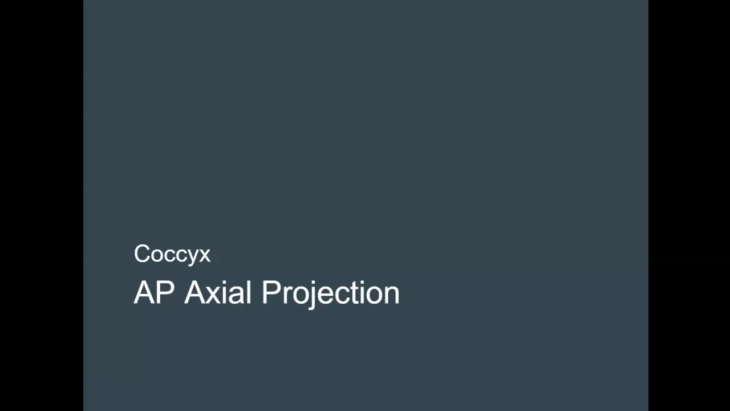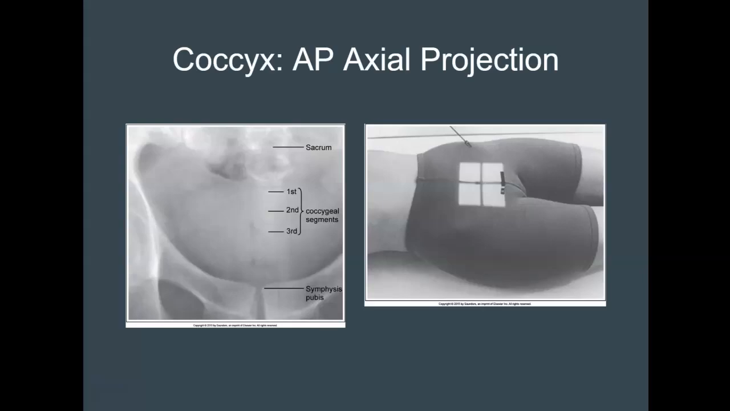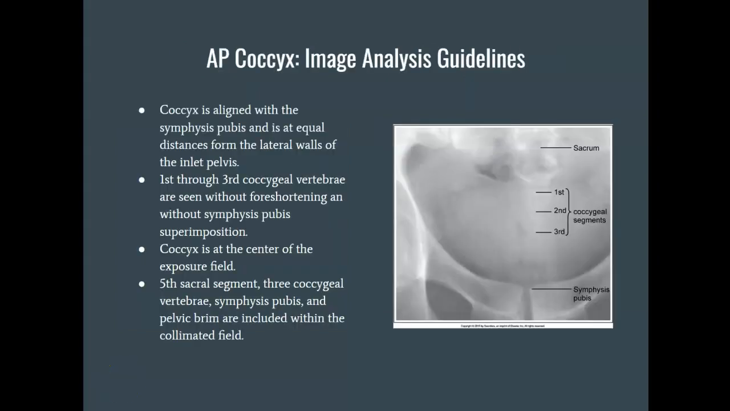Now, next, let's talk about the image analysis guidelines for the AP axial coccyx projection. In an AP axial coccyx projection, image analysis guidelines state that the coccyx should be aligned with the pubic symphysis and is at equal distances from the lateral walls of the inlet pelvis. The first through third coccygeal vertebra are seen without foreshortening and without pubic symphysis superimposition. The coccyx is at the center of the exposure field. The fifth sacral segment, 3 coccygeal vertebrae, pubic symphysis, and pelvic brim are included within the collimated field. These are the image evaluation guidelines that we just reviewed.